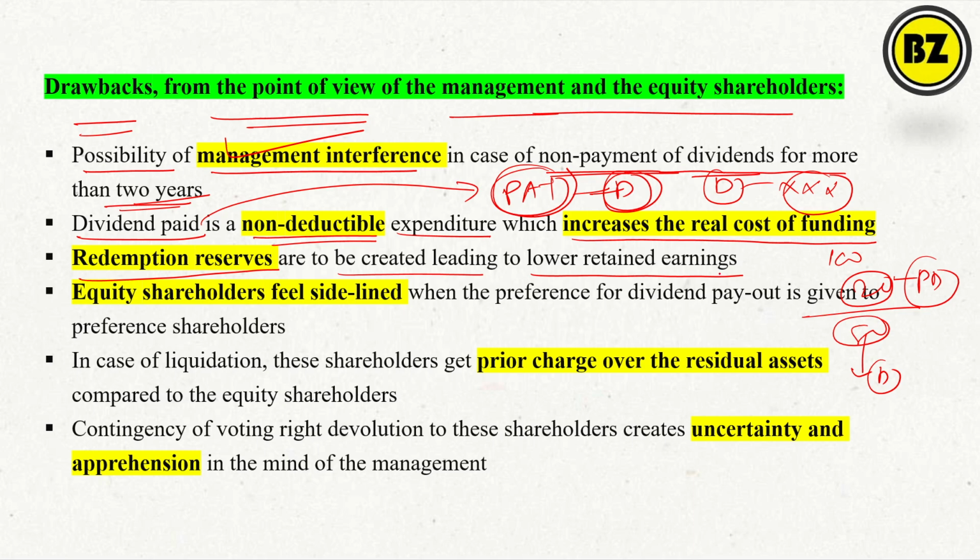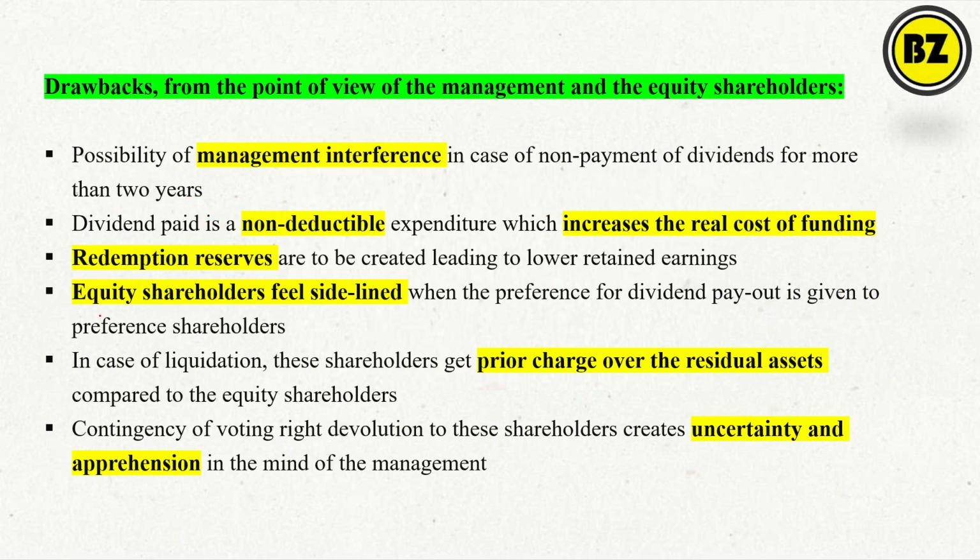Obviously, if you are issuing redeemable shares, you have to create some pool of money, that is called the redemption reserve. We have to hold some money in the form of reserve to pay in future. So whatever you're earning, you are supposed to put in that account, so your earnings will be lowered, because you have to send some earnings to that reserve account.